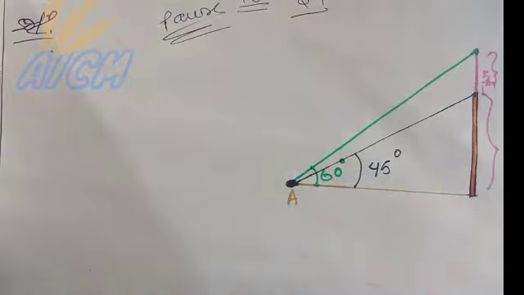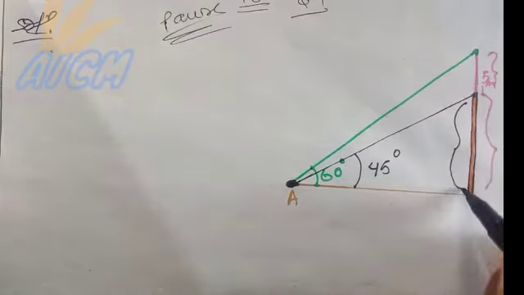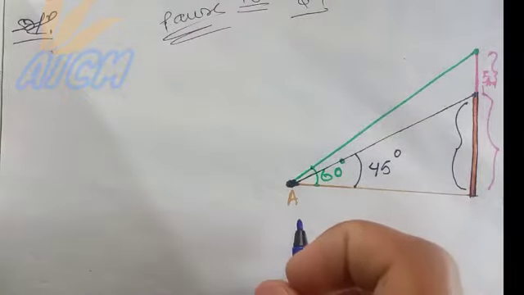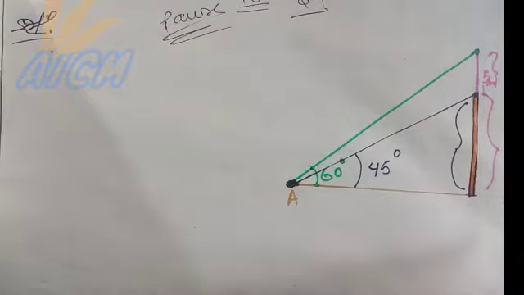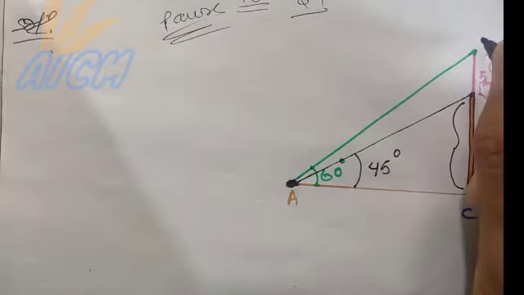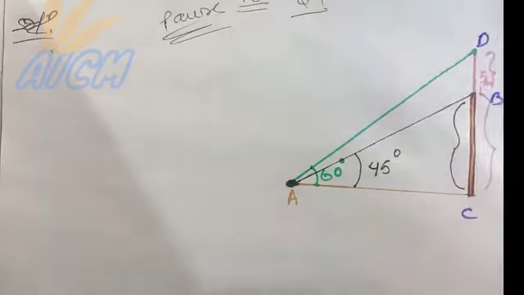Now what did the question say? The question says find the height of the tower. What is the height of the tower? This is the tower, and we are going to find this height. Now in order to solve it further, we are going to give names to all these things. The question already gives A, so let's say this one is C, this one is B, and this one is D.